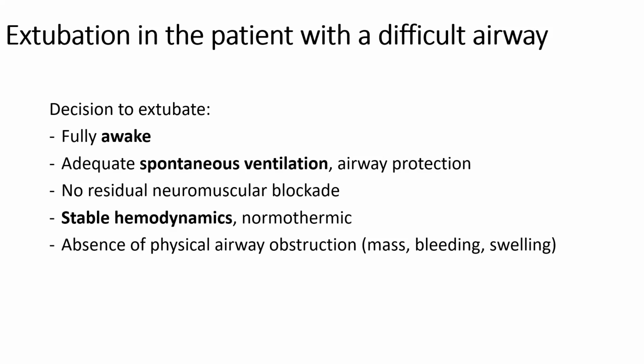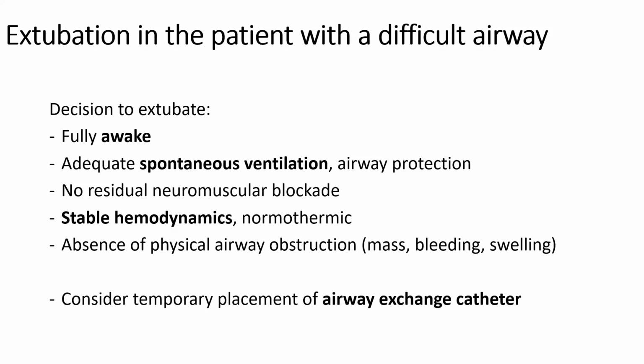Are their hemodynamics stable? Are they normothermic? And is there anything physically obstructing the airway that would preclude me from taking out the tube? So do they have a mass? Do they have bleeding? Do they have swelling of their airway because they've had it worked on? Any of those things, if I'm concerned that if I take out the tube, I may not be able to get it back in.